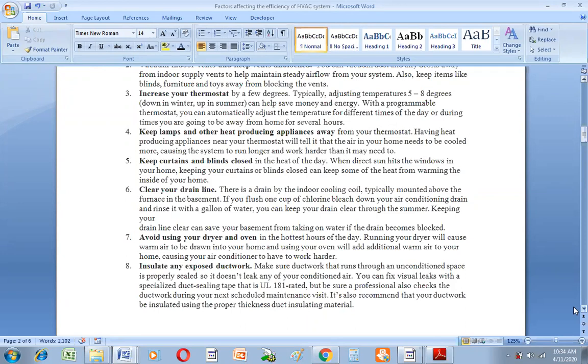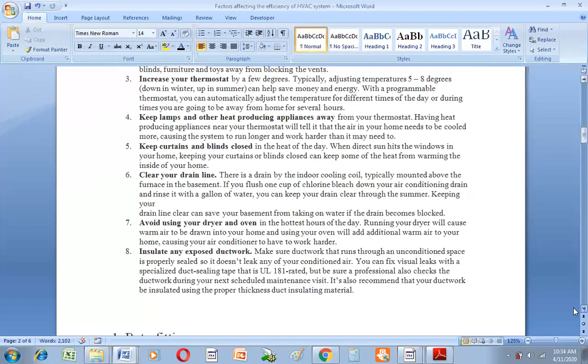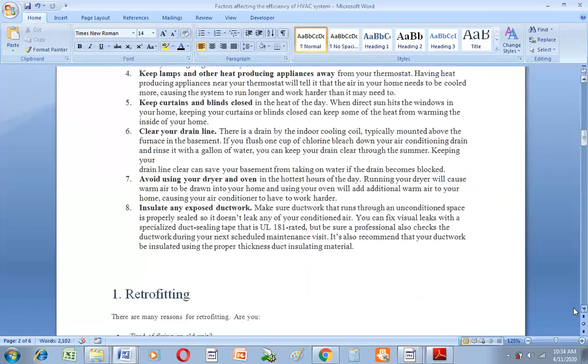The next is insulate any exposed ductwork. We just discussed that if there is some leakage in the ductwork, hot air might enter the room, and which will increase the temperature of the air, or even it will bring some dirt particles, and it will hamper the efficiency of the system. So we have to insulate any ductwork. So that is also one of the ways.